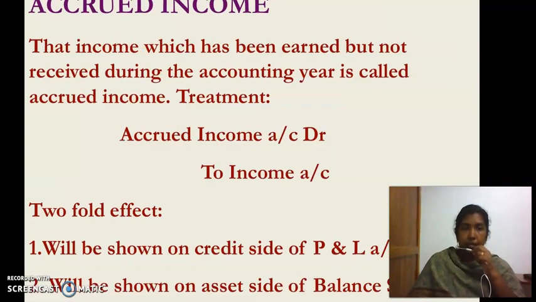The next one is accrued income. Accrued income means income which has been earned but not received during the accounting year. The accounting treatment is accrued income account debit to income account. There also a twofold effect: one will be shown on the credit side of the profit and loss account, and another one will be shown on the asset side of the balance sheet.